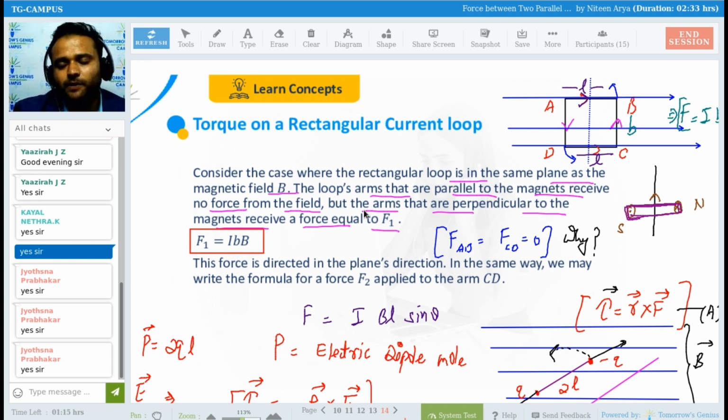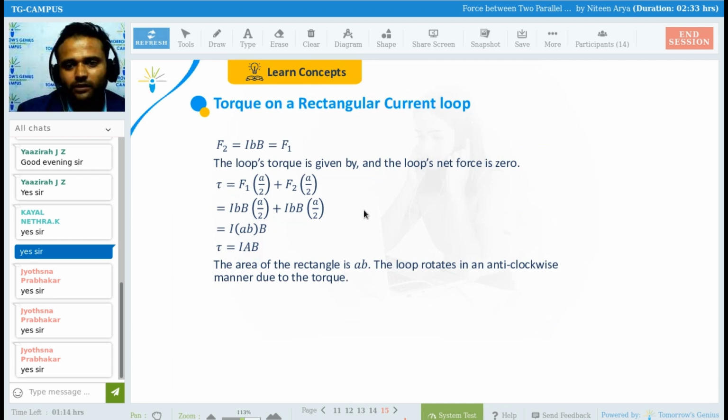And this length element is perpendicular, so that's why I can write this. If this length element is tilted a little bit, then I need to write theta also. But you can see this length element, I take this particular one as a length element, and this is my magnetic field. So theta is going to be 90 degree here. That is why I directly write IBb. This force is directed into the plane. In the same way, we may write the formula for the force F2 applied on CD.